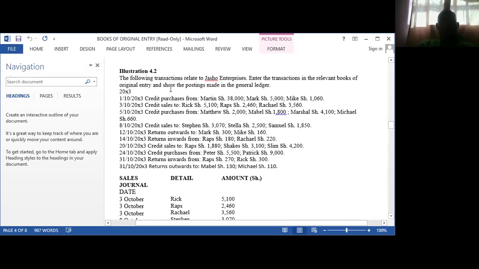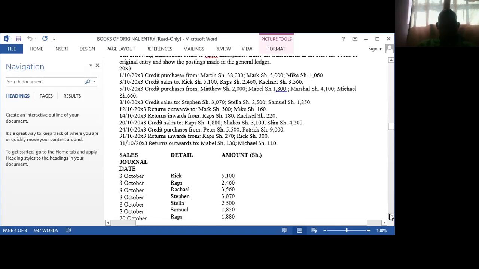Therefore, we have an illustration here. For example, you are told about credit purchases. We said anytime we have credit purchases, this automatically goes to the purchases journal. When we have credit sales, it goes automatically to the sales journal. Return outwards goes to the return outwards journal. Return inwards goes to the return inwards journal.